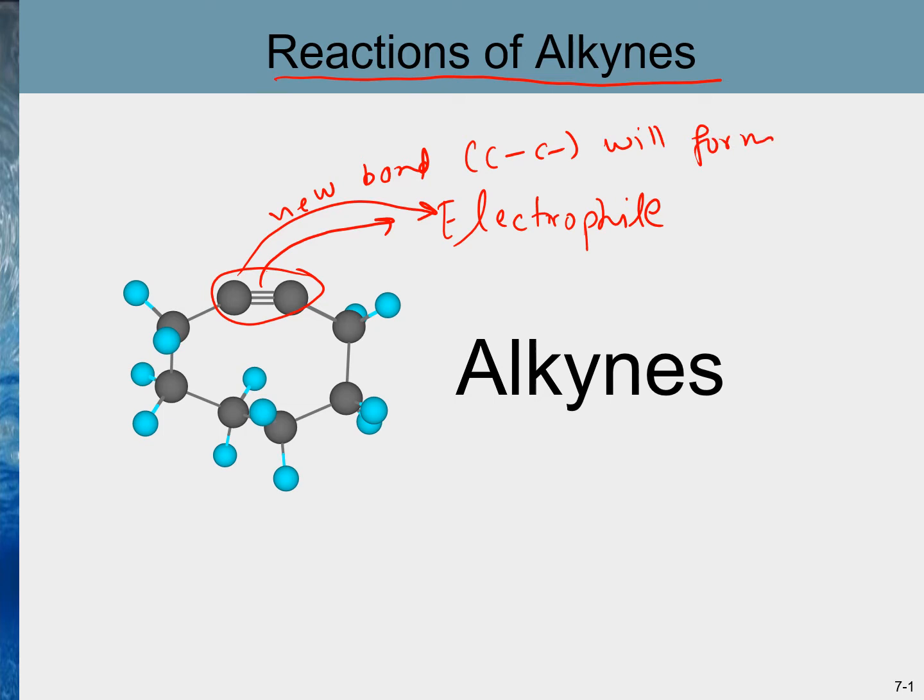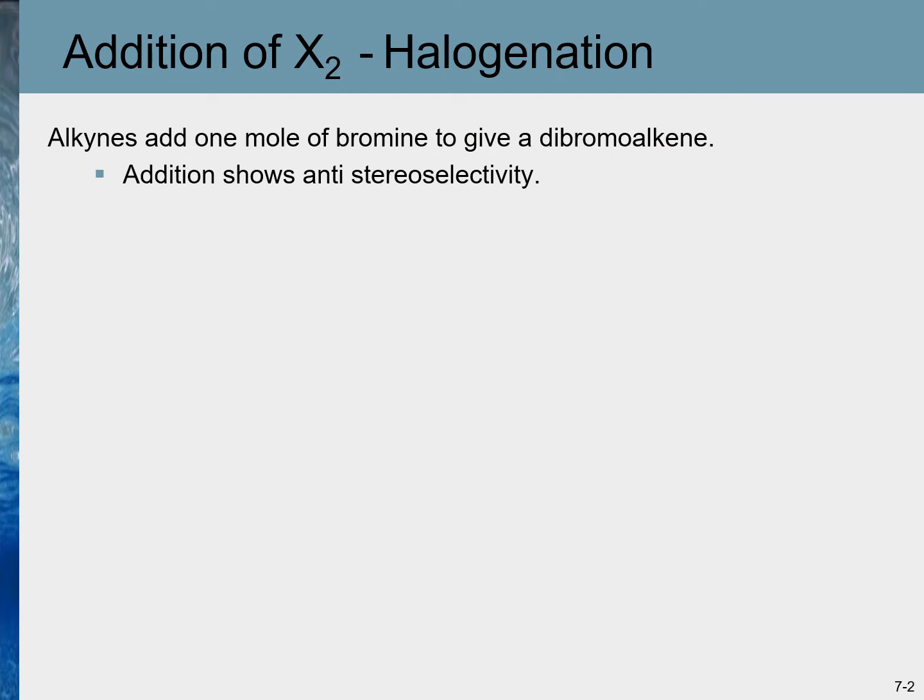So because of this, alkynes undergo many of the same electrophilic addition reactions which we saw in alkenes. So let's take a look at all the characteristic reactions of alkynes. Addition of 1 mole of bromine to an alkyne gives a dibromoalkene. This addition process is a stereoselective process, and bromine adds to alkyne in an anti-stereoselective manner.